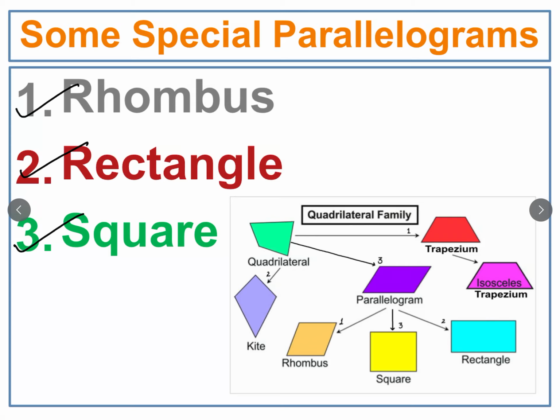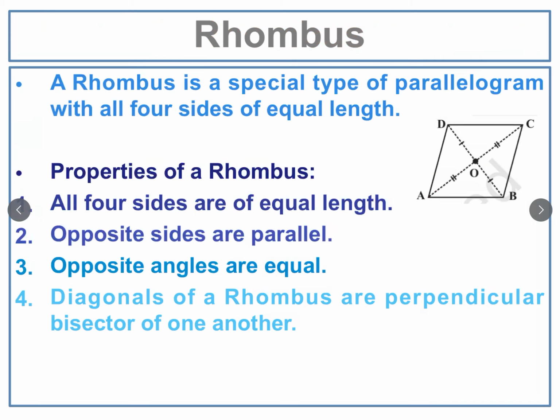You've already studied the quadrilateral family. We have the general quadrilateral, which is of 3 types. First one is a trapezium, second we have kite, and then we have parallelogram. And in the parallelogram there are 3 types of special parallelogram. First one is a rhombus, then we have a rectangle, and the third one is a square. Now we'll look at all of them one by one, and we'll discuss their properties.